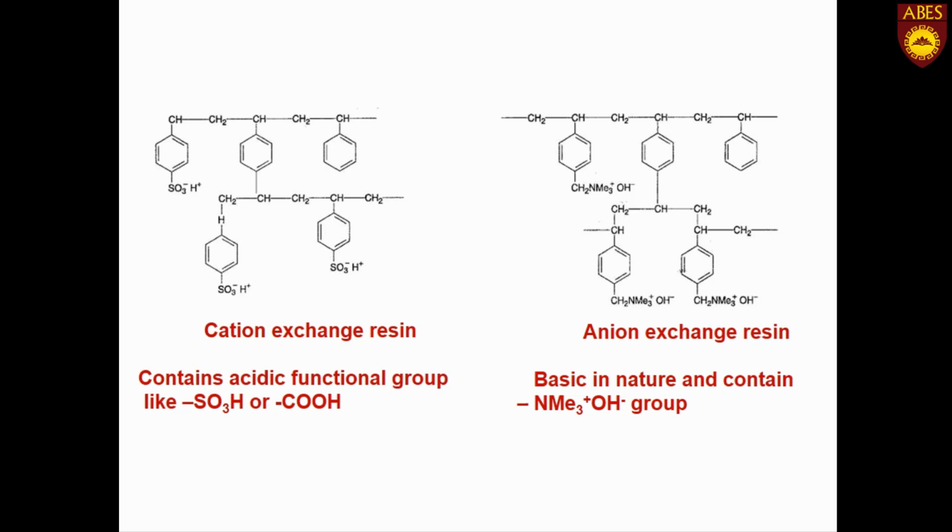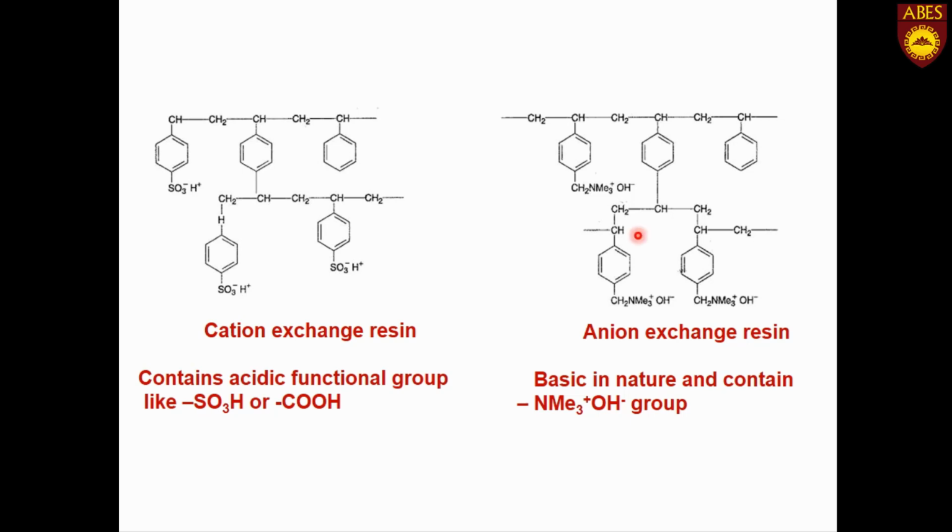There are two types of ion exchange resin: cation exchange resin and anion exchange resin. Cation exchange resins are acidic in nature. They contain acidic functional groups like sulfonic acid, SO3H, or carboxylic acid, COOH. You can see here this is a polymer chain and the sulfonic acid group is here, and this group is responsible for removal of the hardness causing cations like calcium or magnesium from water.